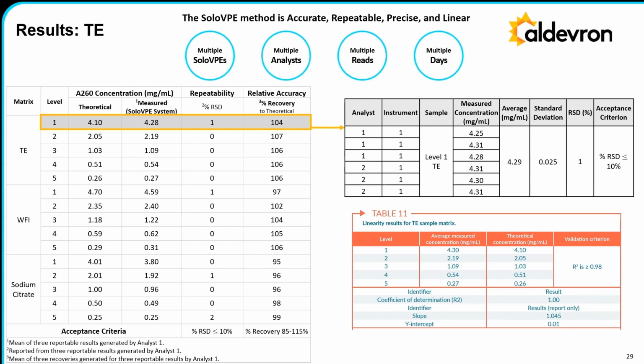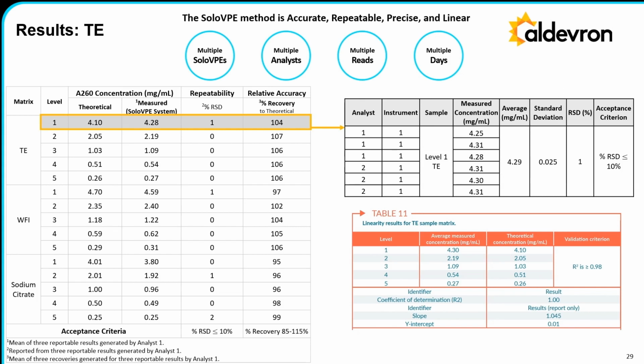And so what you can see if you just look over this, and really looking at the TE result, is that the method is repeatable, the method is accurate. So we're very comfortably within our repeatability criteria, RSD, and also our relative accuracy criteria.